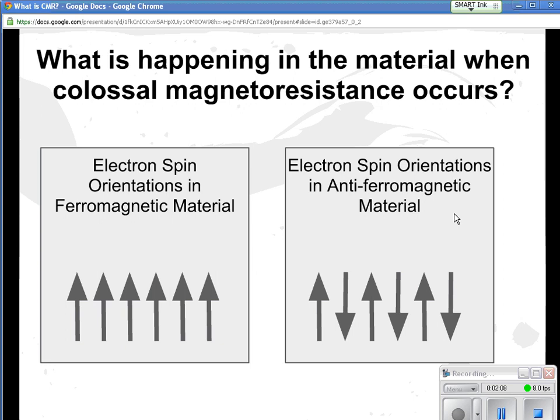And what's actually happening inside the material is if you have a ferromagnetic material, you can see all of the electron spins inside the material, or most of the electron spins inside the material, will line up nicely, right one next to each other, north, south, north, south, north, south. In an anti-ferromagnetic material, which is what this thin film normally is when it's not having colossal magnetoresistance, these manganites that we're using, is north-south, south-north, north-south, south-north. So you can see where anti-ferromagnetic comes from in terms of the name of the material.